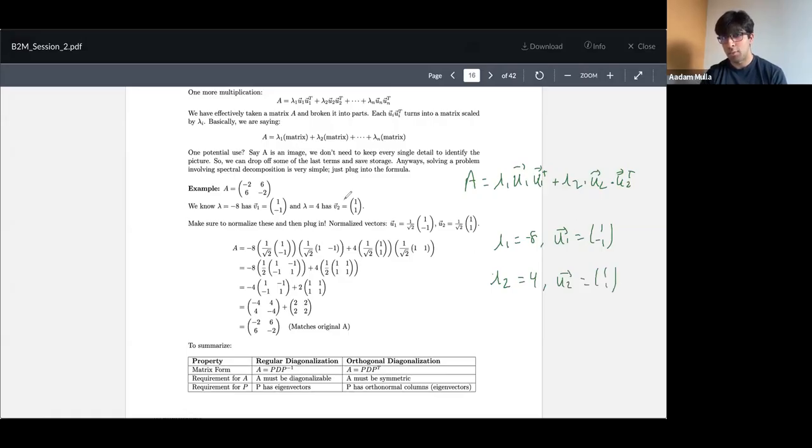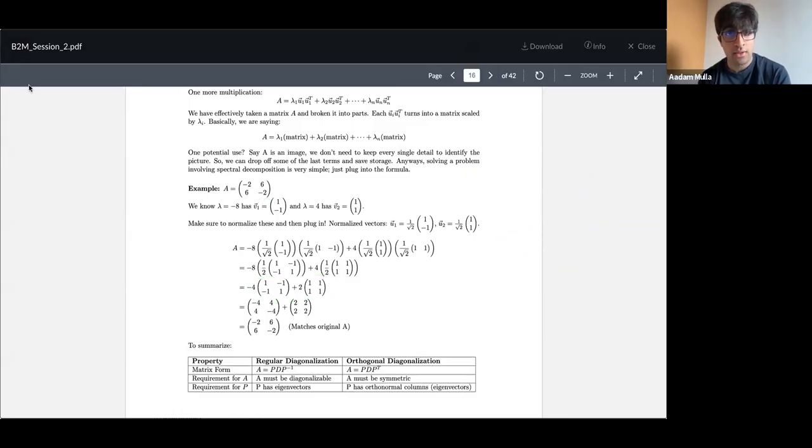Then we just plug into the formula and it's fairly straightforward. And you should see that this is our spectral decomposition: eigenvalue times the matrix plus eigenvalue times the matrix, and it does end up equaling the original if you add it out. Okay, last thing, let's do a quick summary.